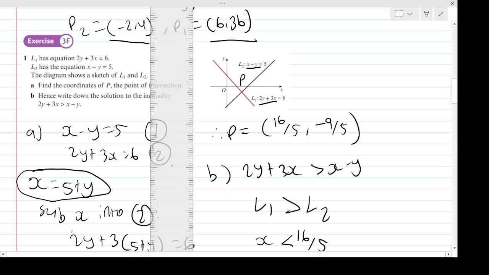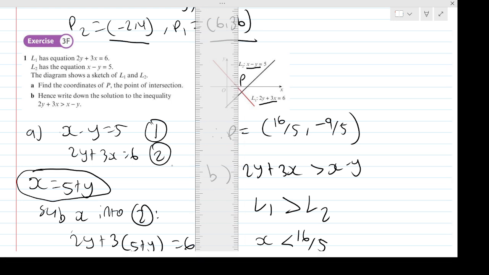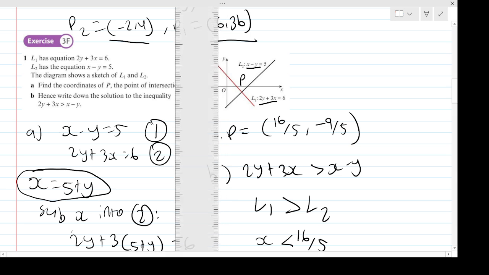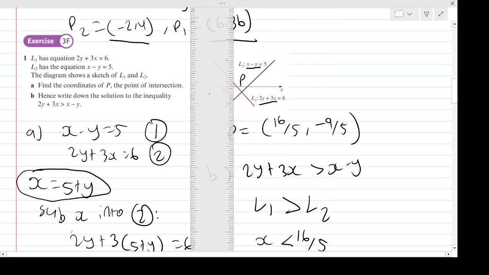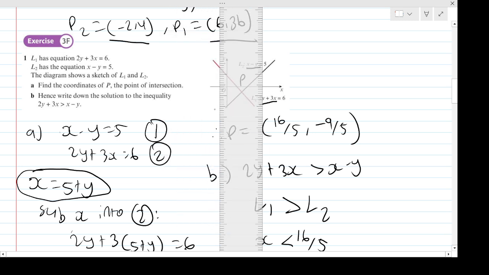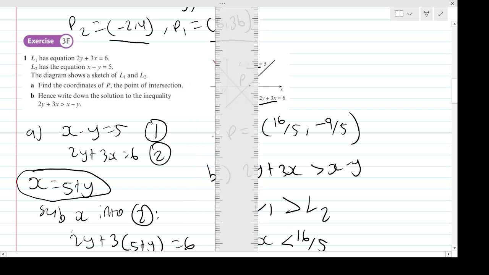But then let's consider whether L1 would be bigger than L2 again. Let's consider what happens after it reaches P. After it reaches P, L2, this line here, is actually bigger than L1, and it will continue to do so forever. So this gap here between the two lines means that after it reaches P, as we move away from it, the second line L2 is now bigger than L1. So L1 is less than L2. L1 is now below L2.